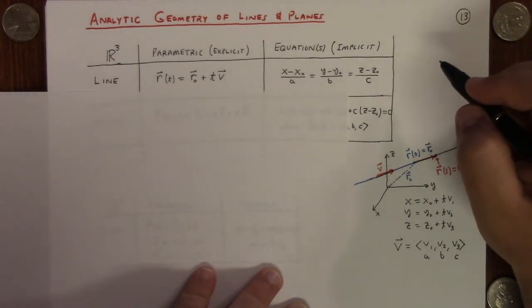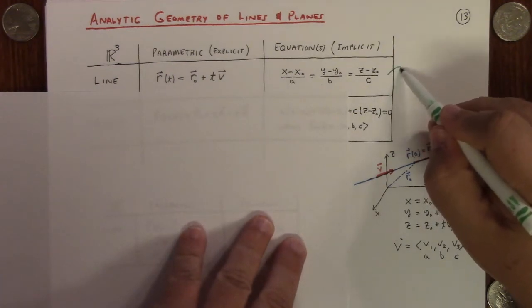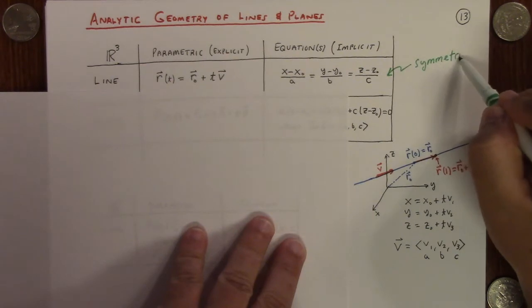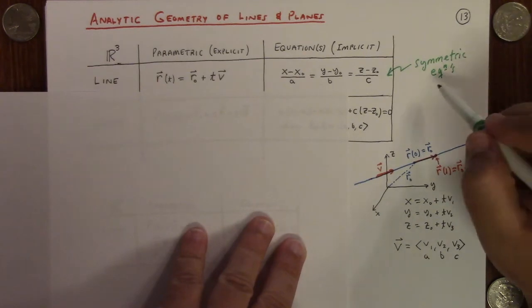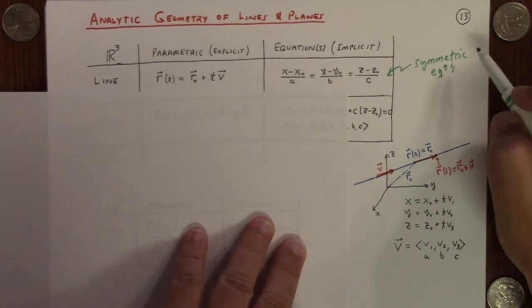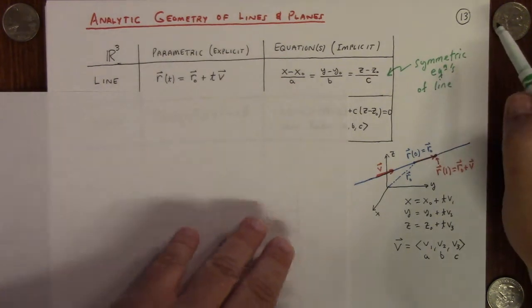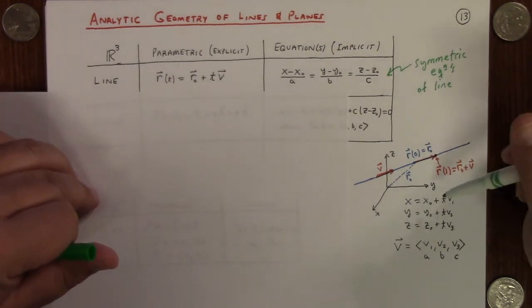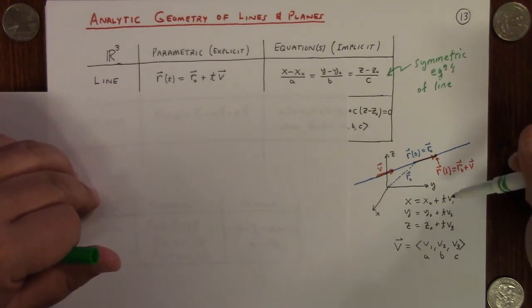This is the so-called symmetric equations for a line. I almost never use these. I don't like them because they're not general. If any of A, B, or C is 0, then they cease to make sense, and then the symmetric equations of a line, well, they're no longer symmetric. If one of these components is 0, like if v1 is 0, you have x equals x naught as one of your parametric equations. All right.